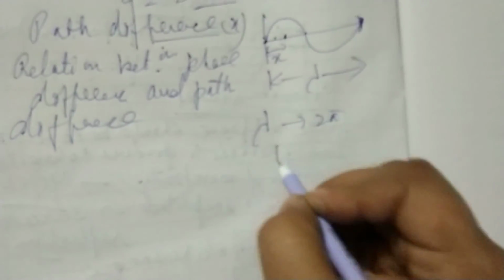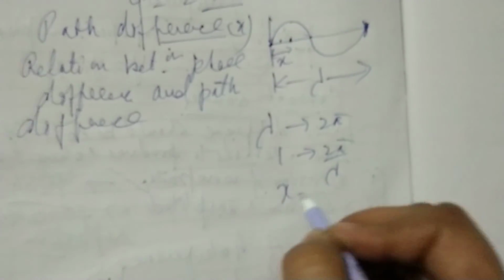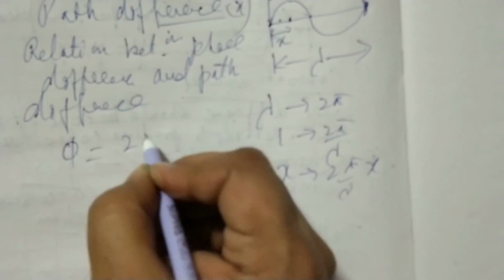Now in order to get it, we will say for lambda the angle is 2 pi. For 1 it is 2 pi by lambda. So what will happen for x? It is 2 pi by lambda into x. Okay, so we get phi equals 2 pi by lambda into x. Here phi is the phase difference and x is the path difference, so this is the relation between the two.